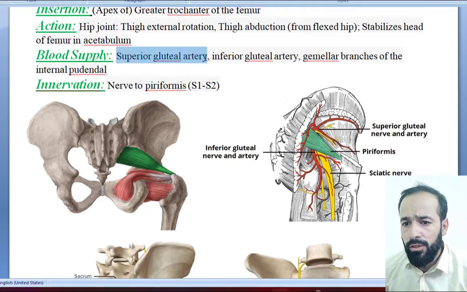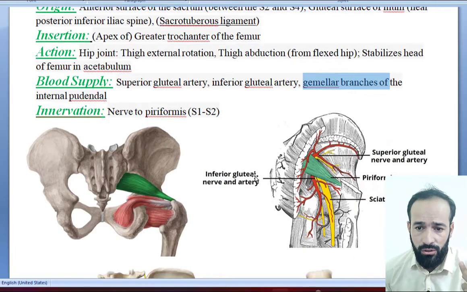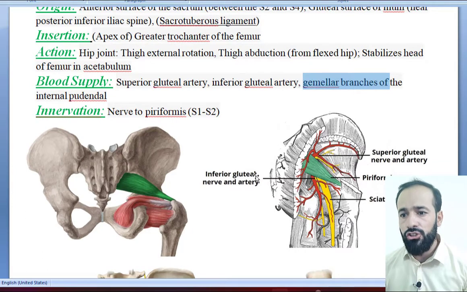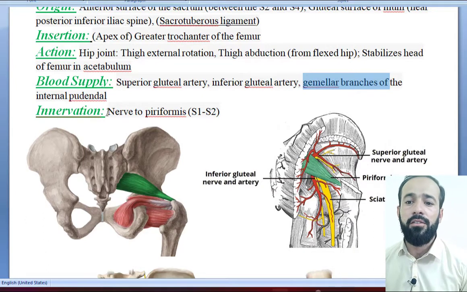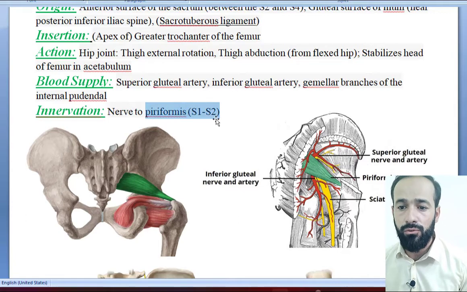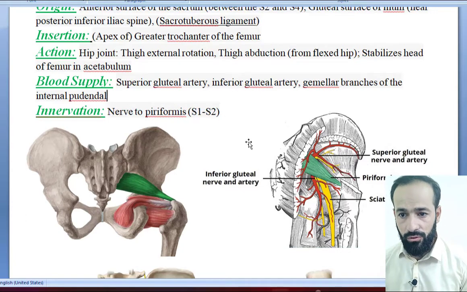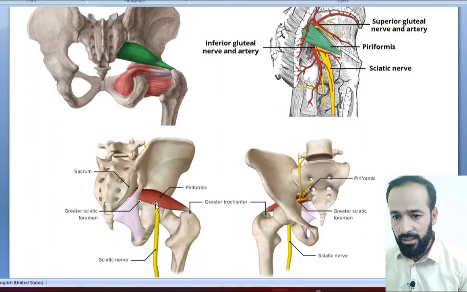It is supplied by the superior gluteal artery, inferior gluteal artery, and gemellar branches of the internal pudendal artery. So 3 arteries: superior gluteal, inferior gluteal, gemellar branches of the internal pudendal artery. It is innervated by the nerve to pyriformis muscle, which comes from S1 and S2. So here are the details in the pictures.